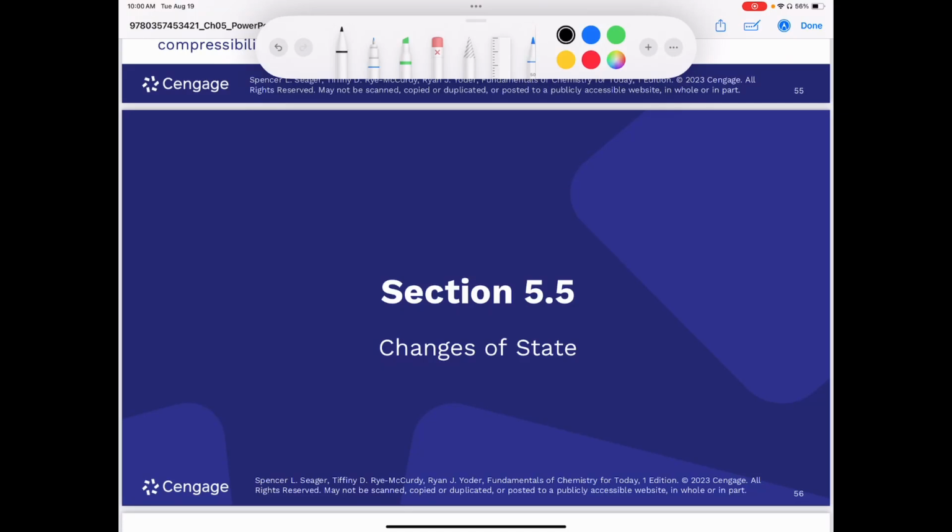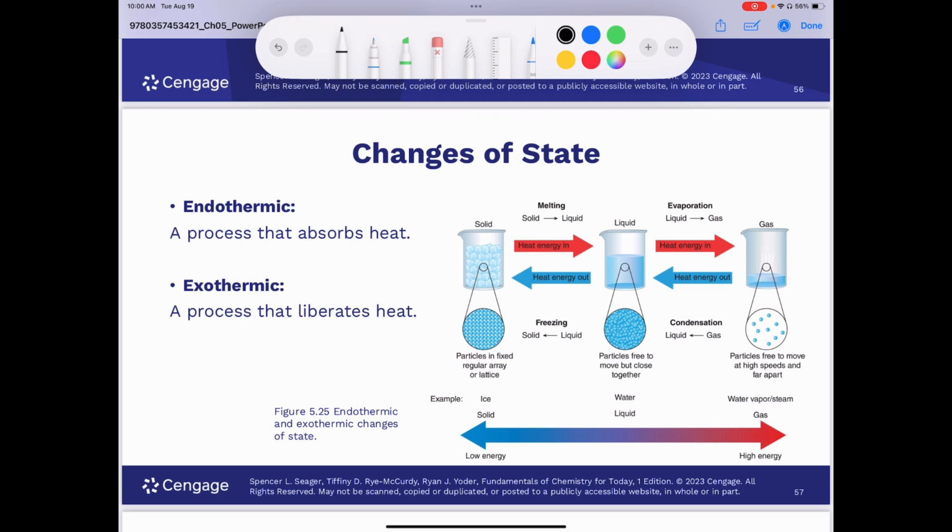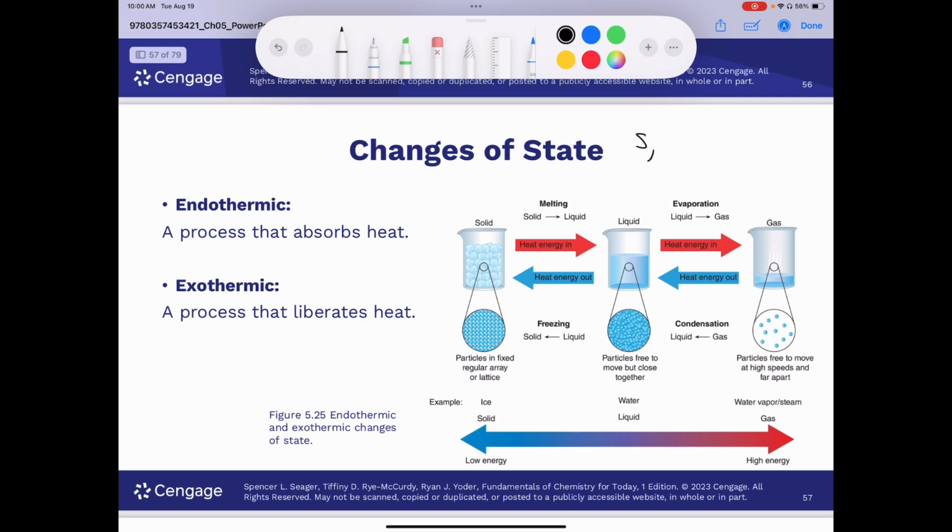Okay, let's take a look at changes of state. And changes of state, of course, refer to changing a solid into a liquid or a liquid into a gas, into a liquid, into a solid, vice versa. So when we talk about the states of matter, we're talking about solid, liquid, and gas.